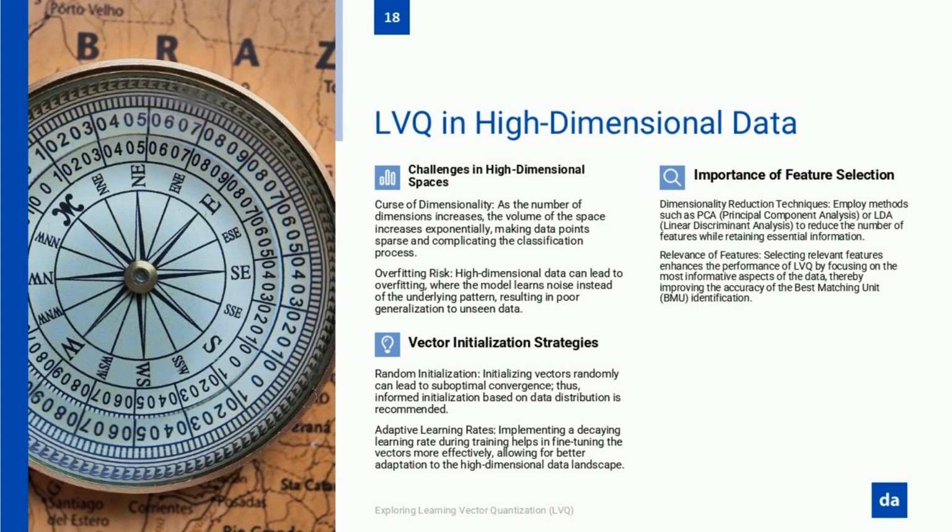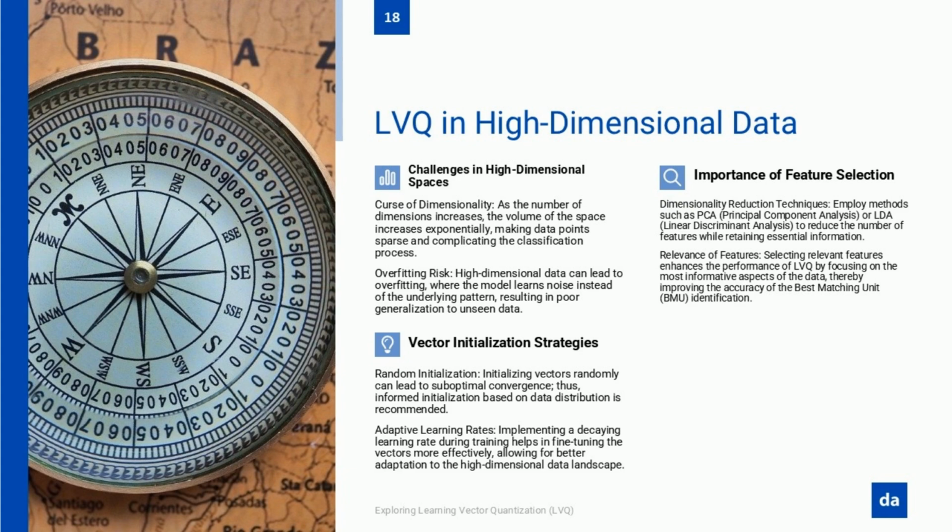So, what's the bottom line? LVQ can absolutely handle high-dimensional data, but only if we clean it up, reduce complexity, and optimize feature selection. Otherwise, we risk drowning in an ocean of useless information where classification becomes slow, inefficient, and unreliable.